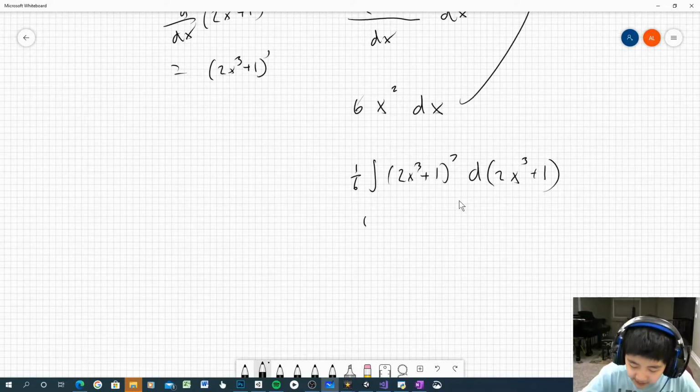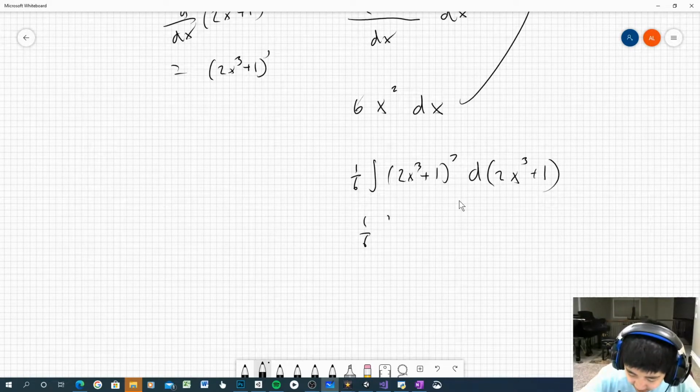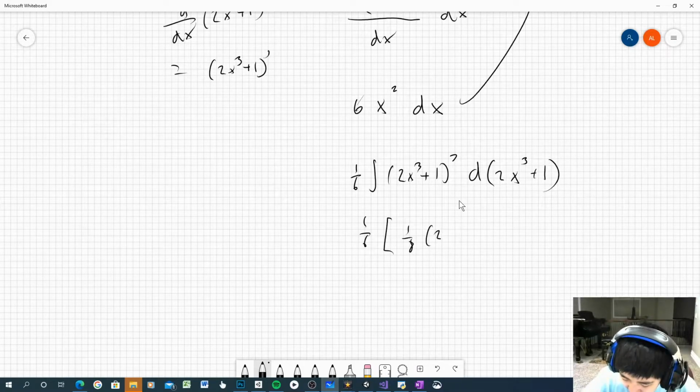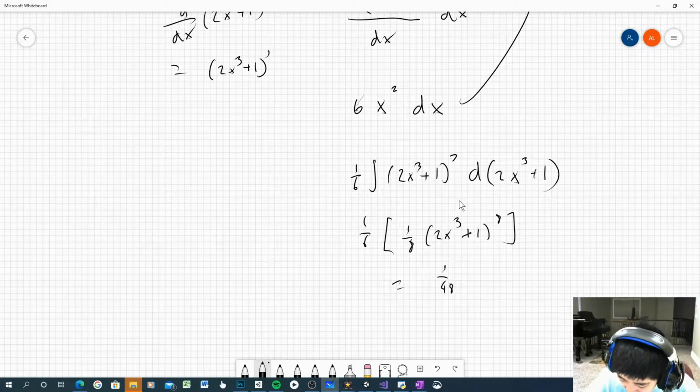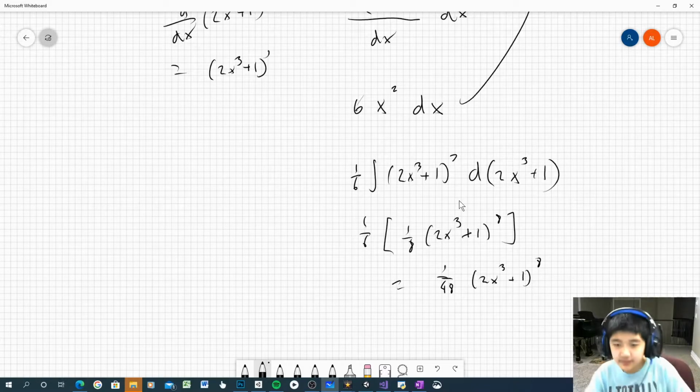So that equals here times, we're not using that anymore, times 1 over 8, (2x³ + 1) to the power of 8, which equals 1 over 48 times (2x³ + 1) to the power of 8. And that would give us our answer.